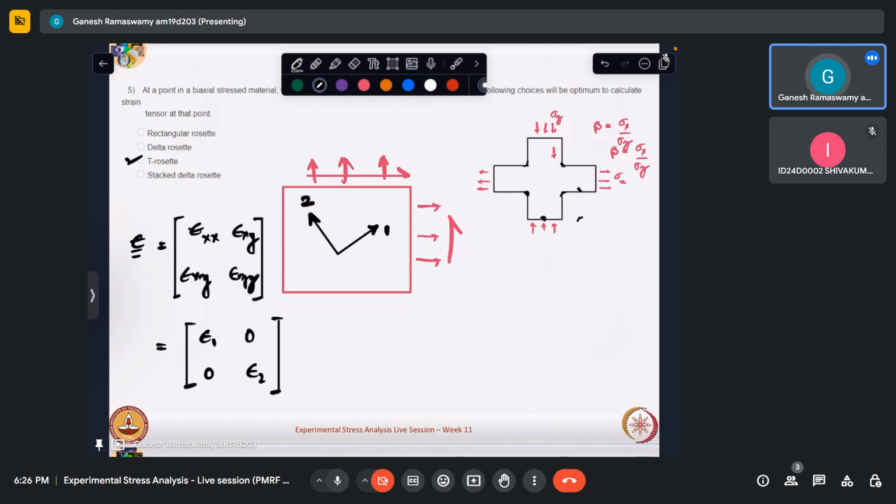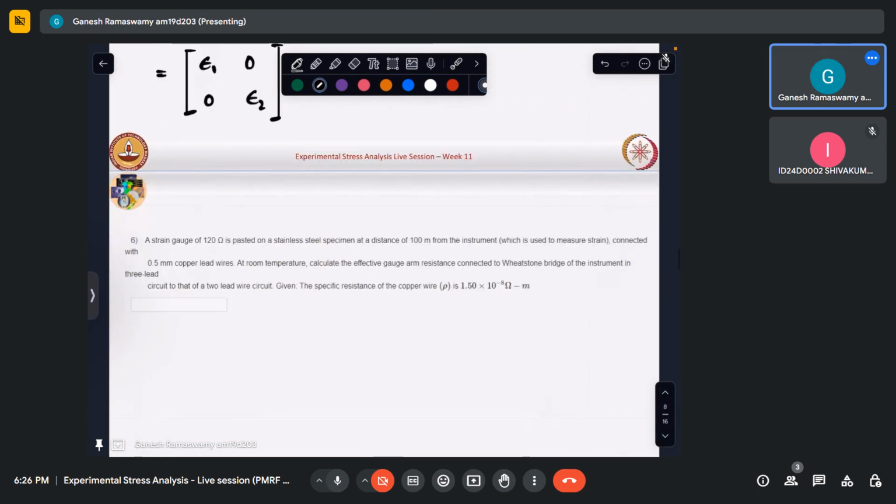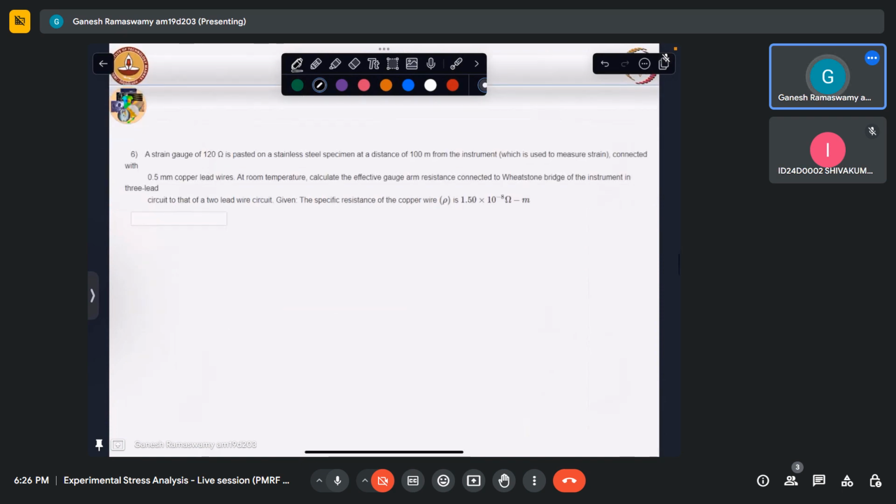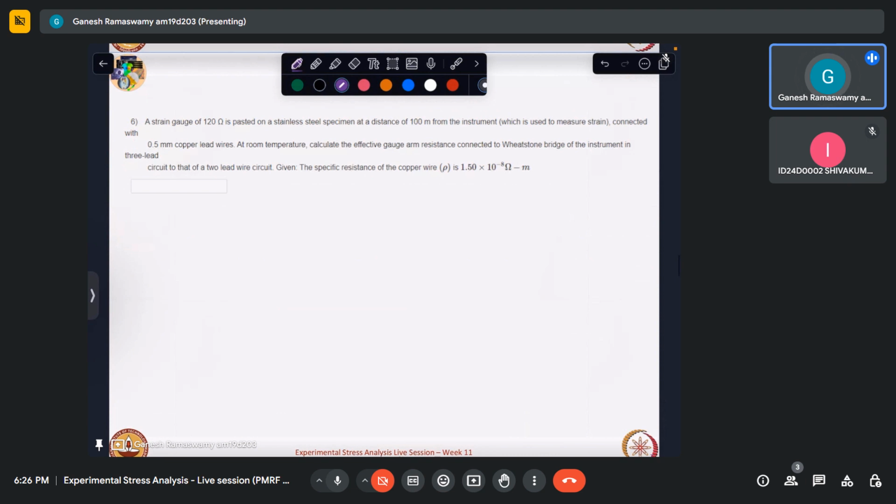So let us move to the next question. Okay, so this question says there is a strain gauge of 120 ohm resistance. So we have the resistance of the strain gauge as 120 ohms. It is pasted on a stainless steel specimen at a distance of 100 meters from the instrument. So we have the specimen here. We have the strain gauge pasted like that, from which the tabs go.